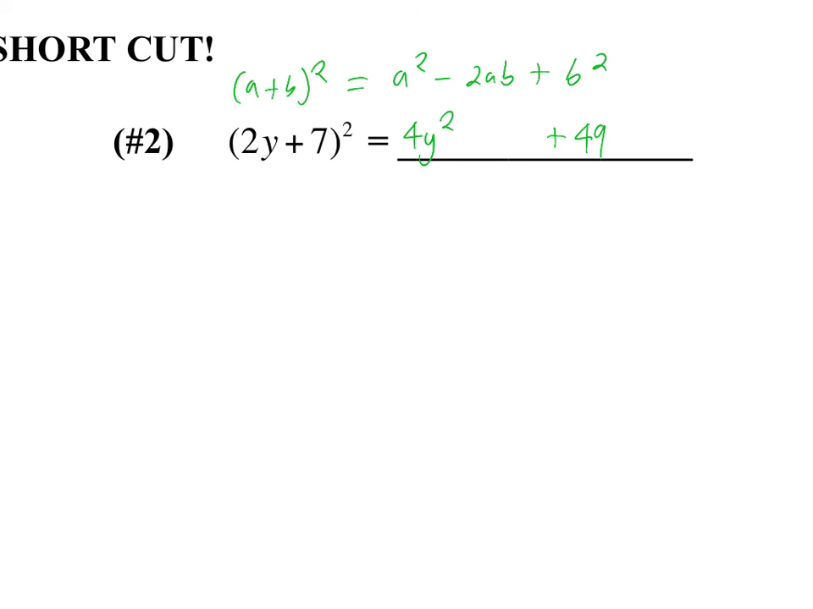And then what's double a times b? Well, a times b is 2y times 7. What's 2y times 7? That's 14y. And what's double 14y? Double 14y is 28y. Okay, so that's the way you do it the quick way.